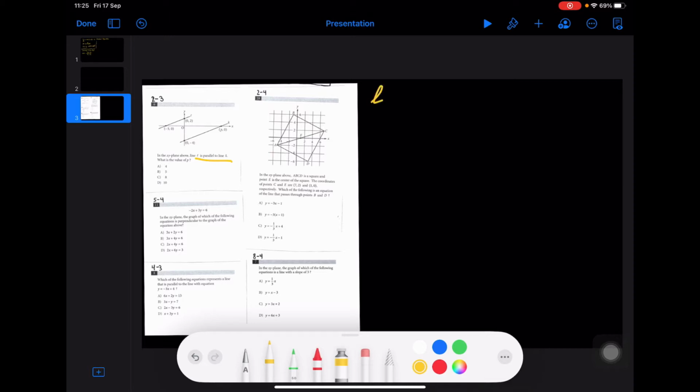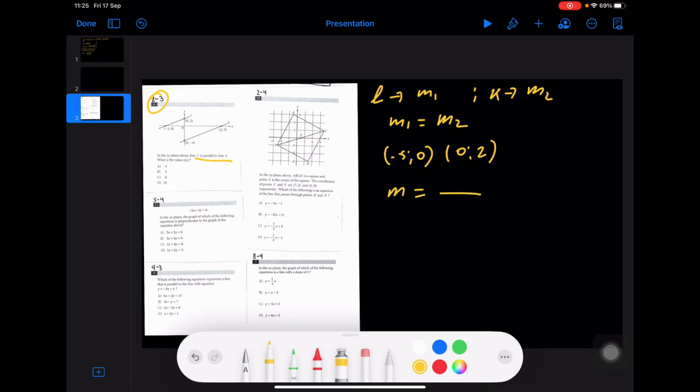Take an example. L's slope is m1 and line K's slope is m2. m1 should equal m2. Here, with points (-5, 0) and (0, 2), I can find m easily. 2 minus 0 is 2, 0 minus negative 5 will be 5. It's 2 out of 5. This is m1. And let's calculate m2.